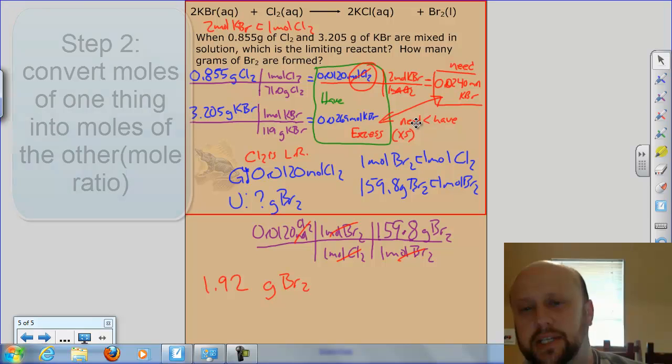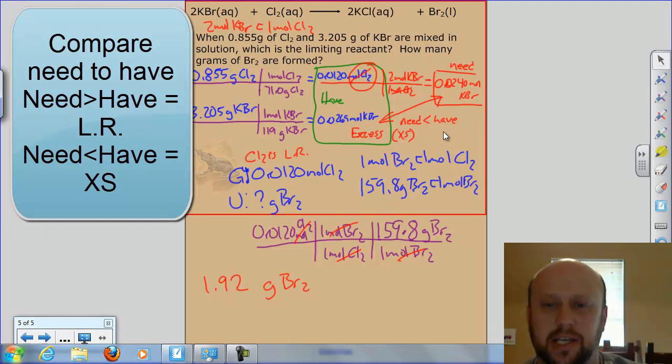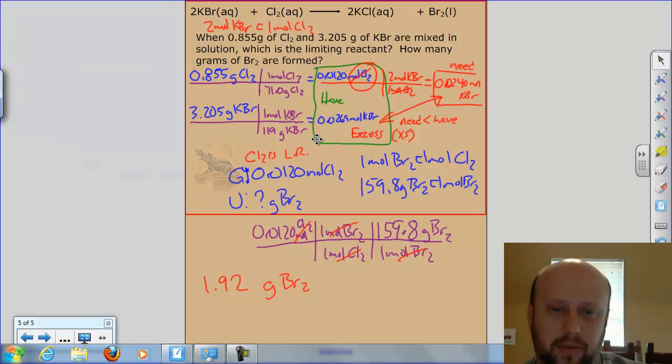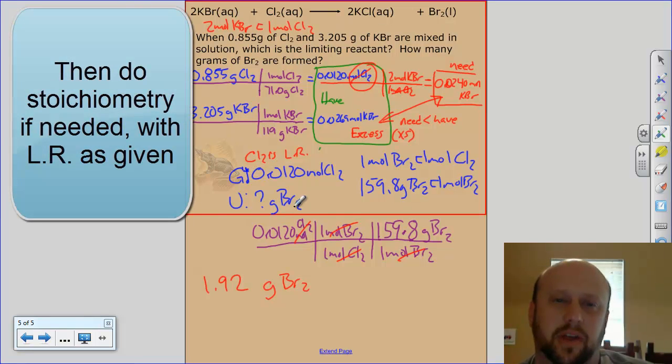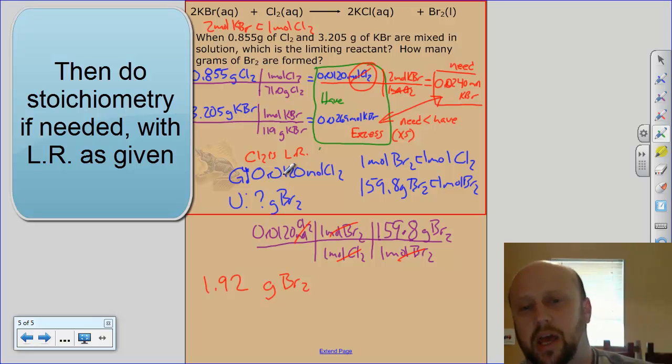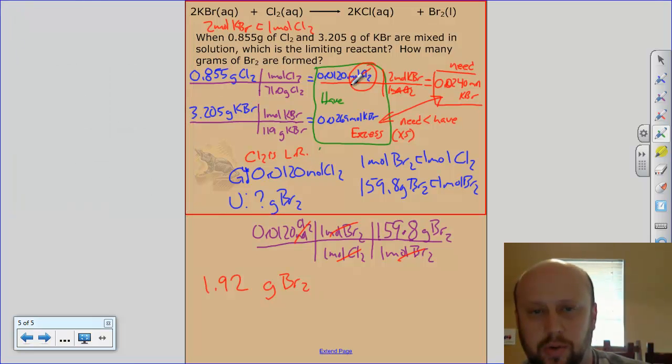If your need is less than your have, that thing is the excess. If your need had been more than your have, that would have been the limiting. Okay? If you determine that one thing is the excess, it means the other one is the limiting reactant. Okay? And that's right there. Okay? And then your limiting reactant then becomes your given to solve for your product. Okay? So I then take my given 0.0120 moles of Cl2, and I could have started with grams. I just would have had an extra step in the stoichiometry.